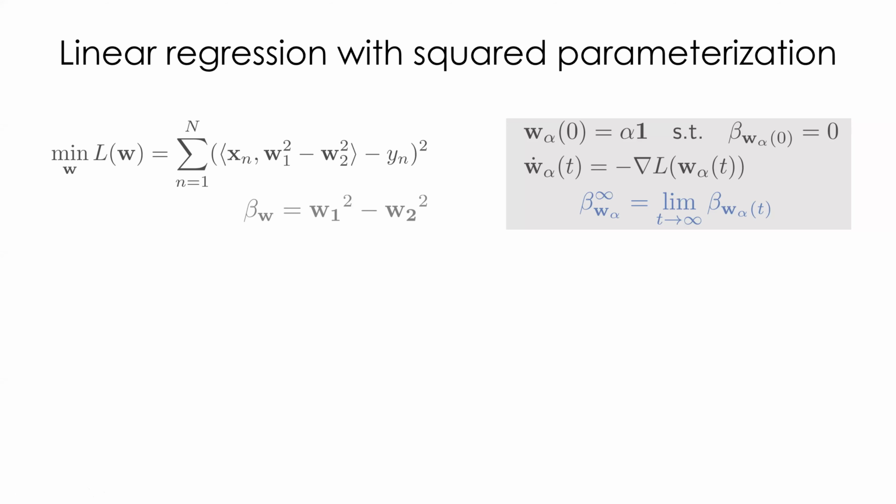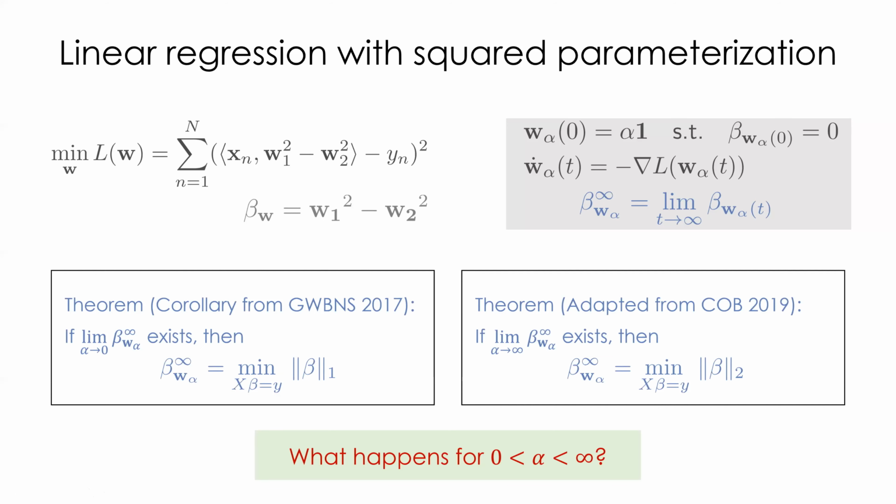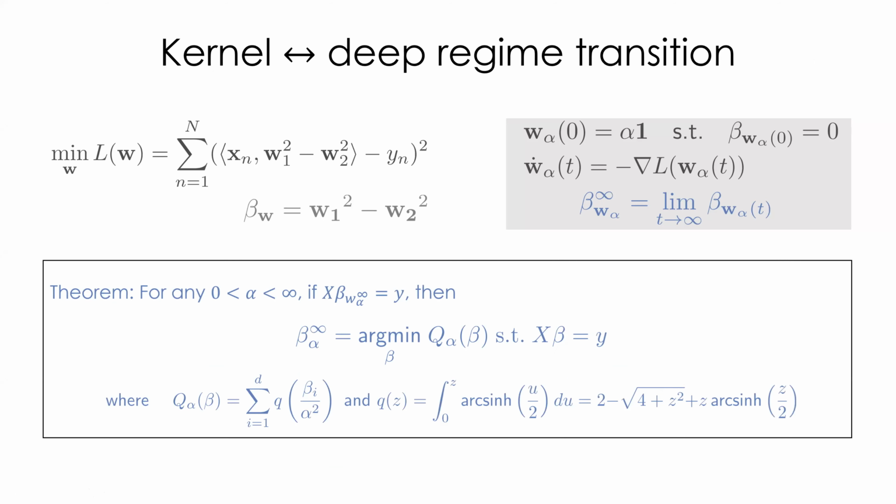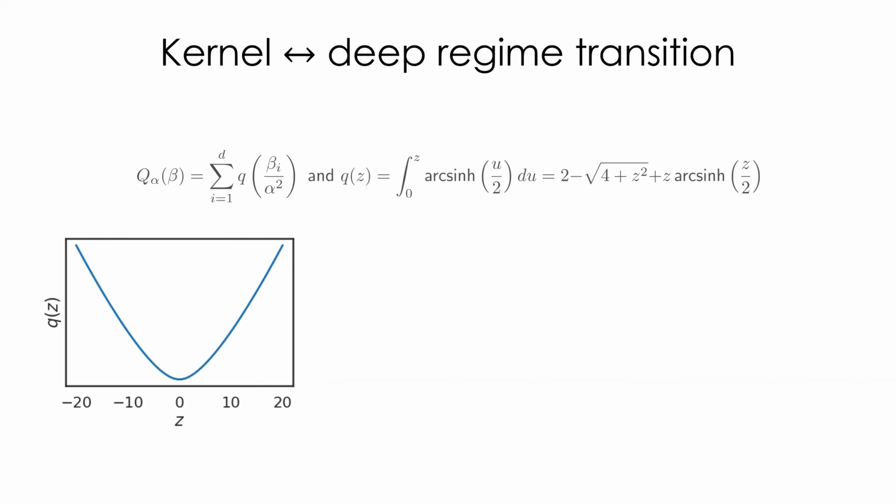In particular, we know the two extremes of this case. When alpha goes to zero, from existing results, we know that you converge to the minimum L1 norm solution. When alpha goes to infinity, you get to a minimum L2 norm solution. And in between, we hope to establish some kind of an interpolation. And indeed, we were able to show such an interpolation, but with a very unintuitive regularization. So in particular, for any fixed alpha, we were able to show that you converge to minimizing some function of beta, which is not a norm, and it has a very complicated form, but an easier way to see this is to look at the visualization of how this Q function looks like.